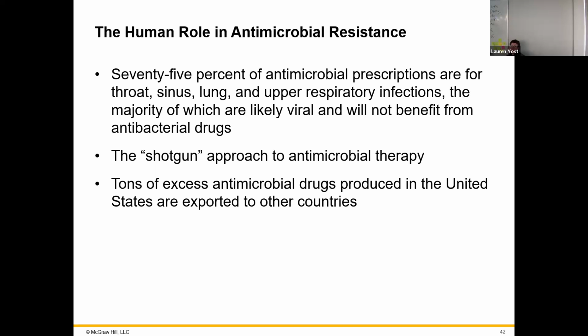We also have the shotgun approach to antimicrobial therapy. Oh, you have an infection? Here's some drugs. It'll probably take care of it. That's the shotgun approach. And then excessive antimicrobial drugs in the United States are exported to other countries where they might not be used appropriately there. And then that will lead to resistance in those countries and then can be transferred back to us.